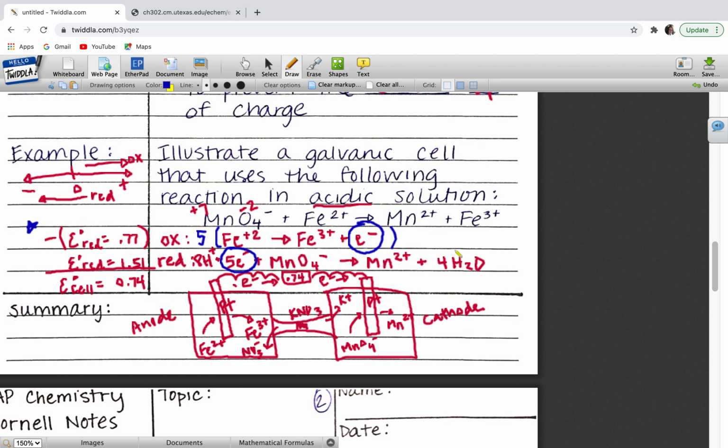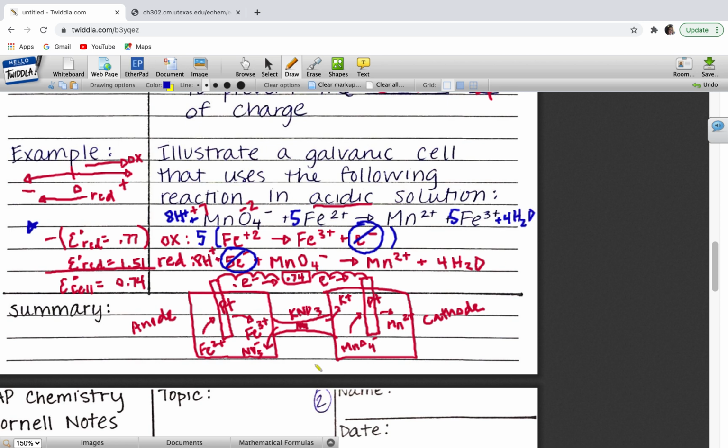And if I was going to balance this overall, it didn't ask me to, but if I was, I can see here that I'd have to multiply iron times 5. So I'd end up with coefficients of 5 in my balanced overall reaction for my irons. And then the electrons would cancel out, so those would go away. But I'd still have my 8 hydrogens on this side and my 4 waters on this side.